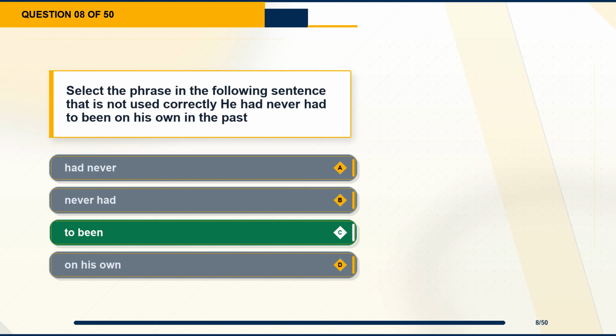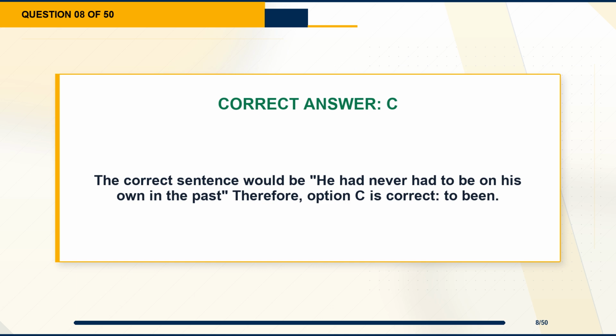The correct answer is option C, to been. Explanation. The correct sentence would be he had never had to be on his own in the past. Therefore, option C is correct, to been.